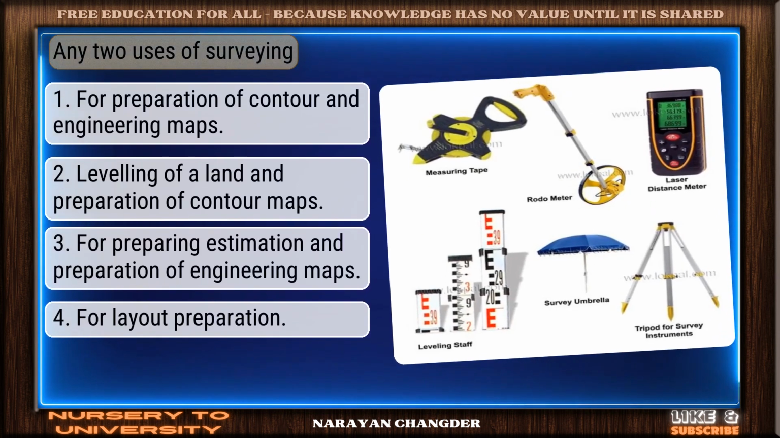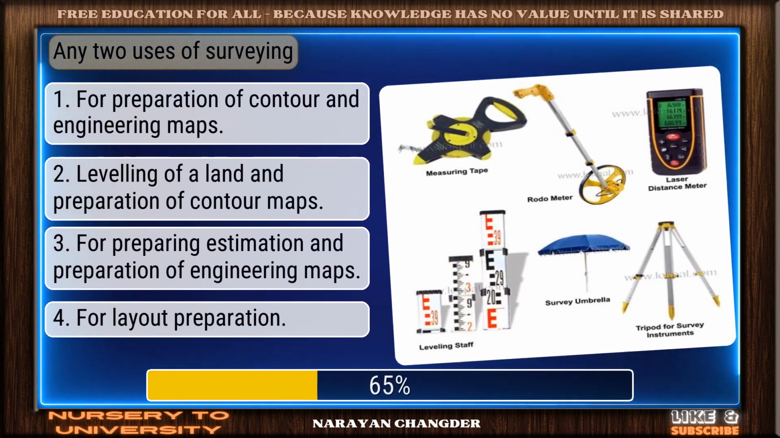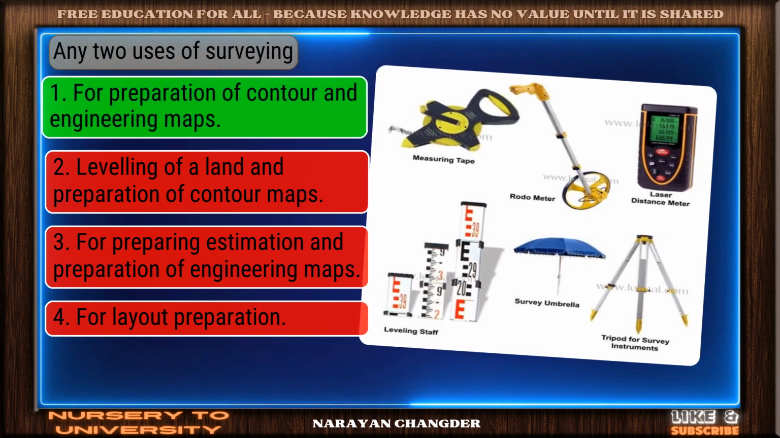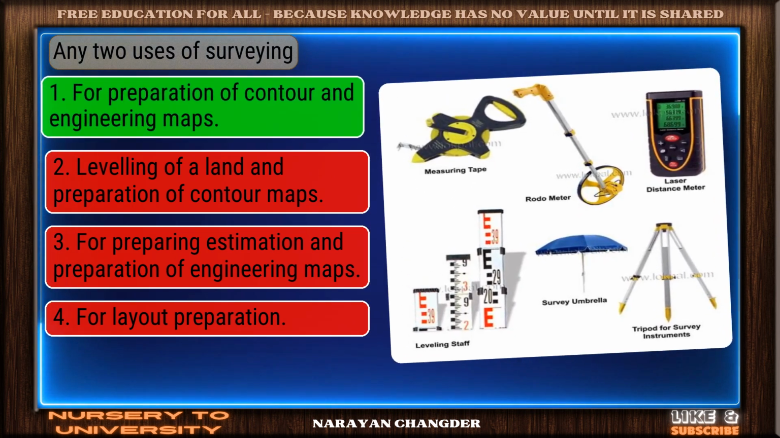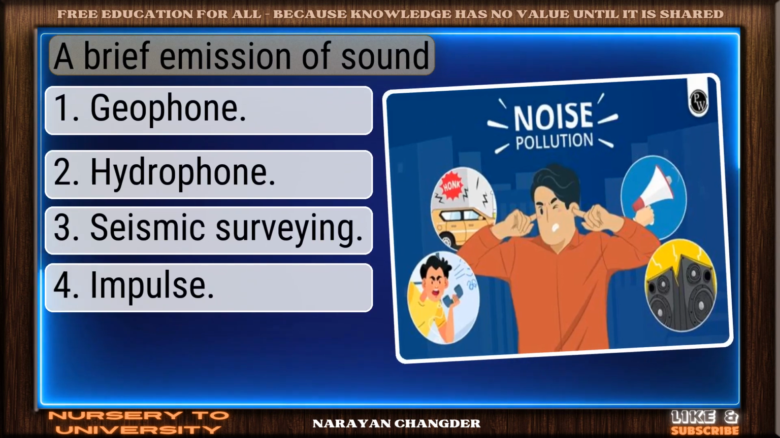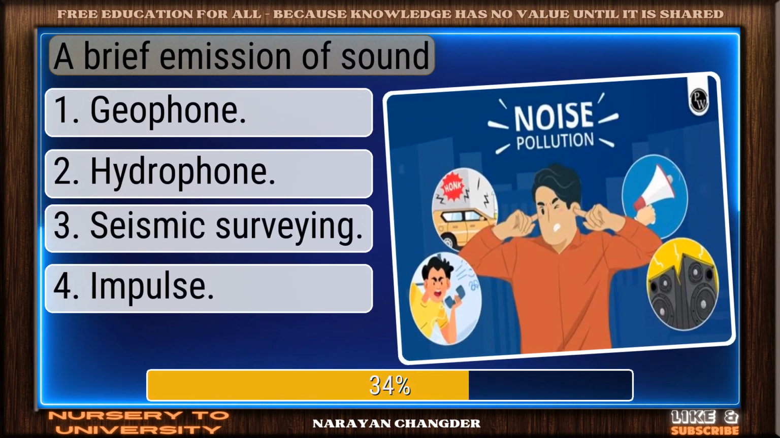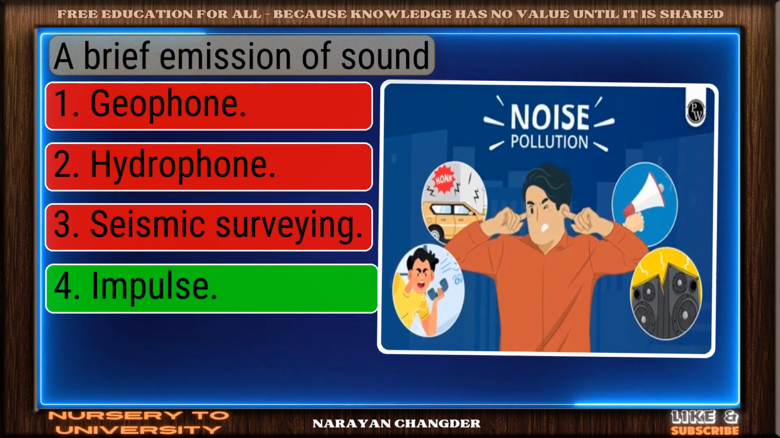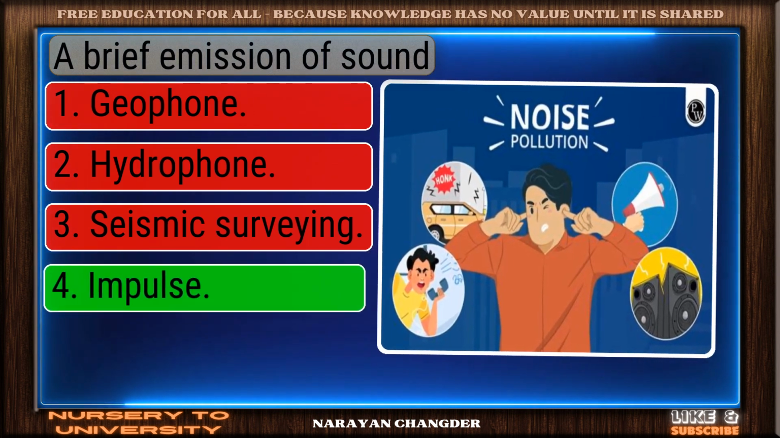Any two uses of surveying. Solid response. For preparation of contour and engineering maps is a valid choice. A brief emission of sound. Excellent. Impulse is a brilliant choice.